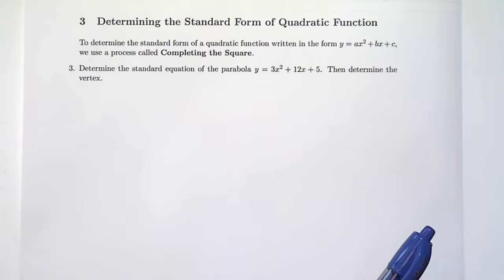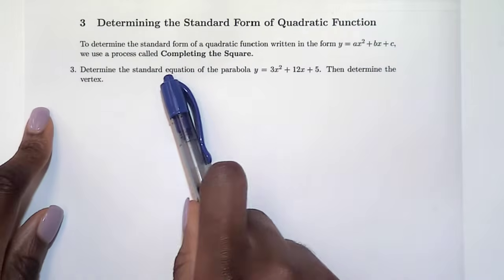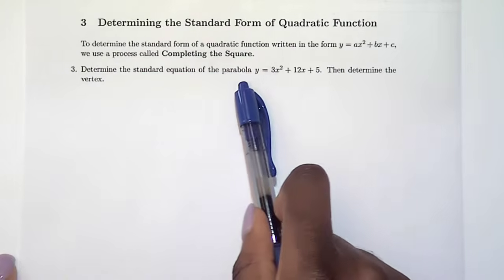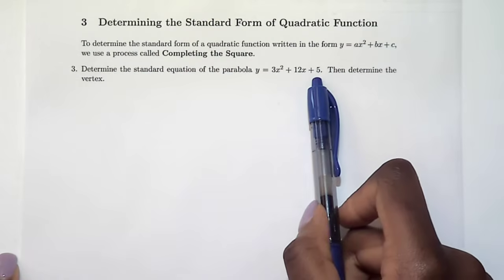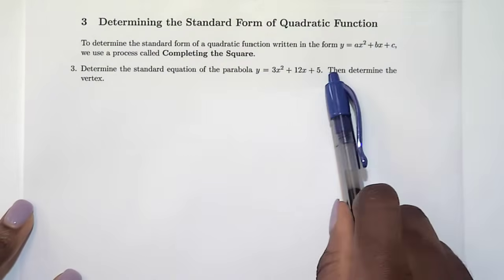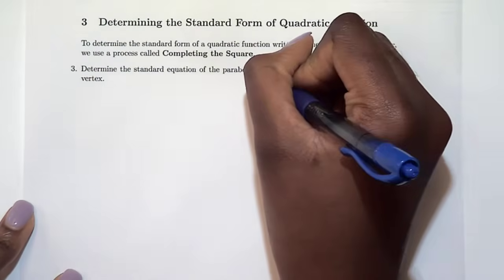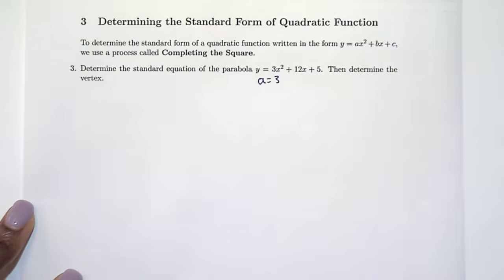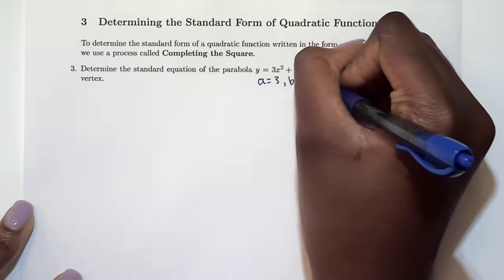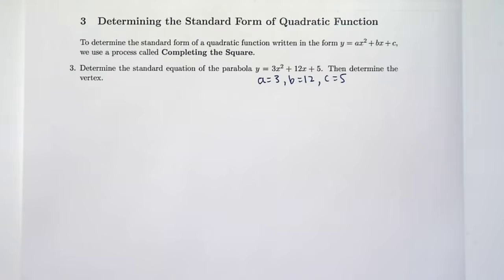completing the square. All right, so completing the square is a pretty long process, but we're going to walk through each step. So what we want to do is to determine the standard equation of this parabola, 3x squared plus 12x plus 5, then determine the vertex. So let's go ahead and compare this equation to this general form right here. So here we have our A is 3, B is 12, and C is 5. So we're going to use some of these throughout our completing the square process.